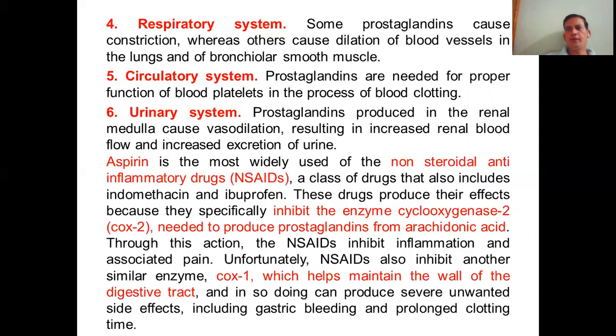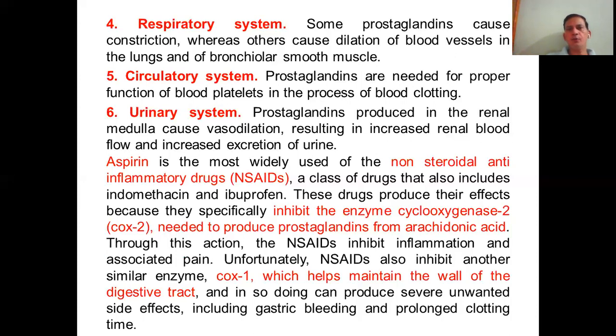So let's say on a winter day or a rainy day, if somebody takes excess water, then prostaglandins lead to an increase in the formation of urine, and the body gets rid of the excess water.